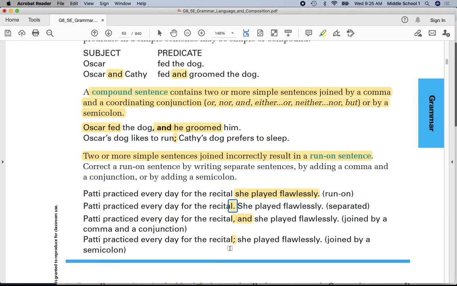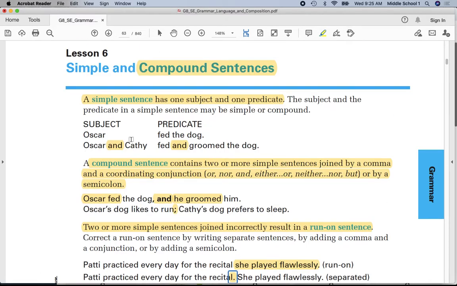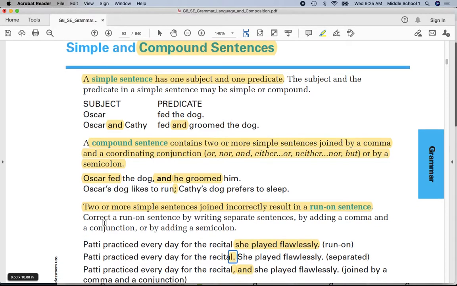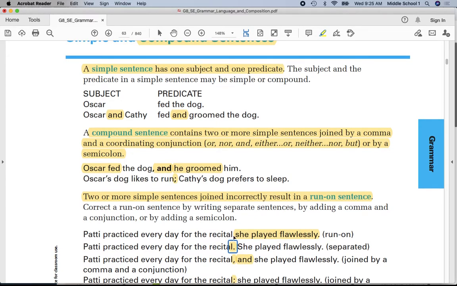So my takeaway from today is: is my sentence simple? Oscar fed the dog. Or Oscar and Kathy fed and groomed the dog. These are simple sentences because it's one thought. Again, just because it has a compound subject or a compound predicate doesn't make it a compound sentence. These are simple sentences. Versus a compound sentence, which is joined by a comma and a conjunction, two separate sentences. Or thirdly, is it a run-on, where it does not have the proper punctuation separating two simple sentences.